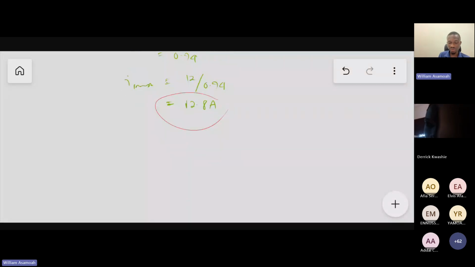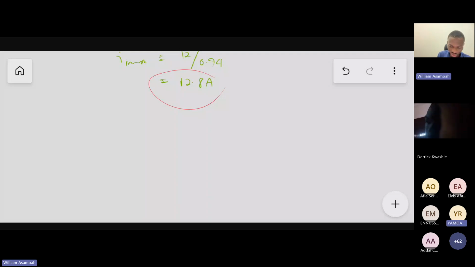Let's do the wire selection for these questions. Then we will call it a morning. Right now, in vehicles and in automotive engineering, we recommend that your current density, if you say current density, you know what current density is, right?